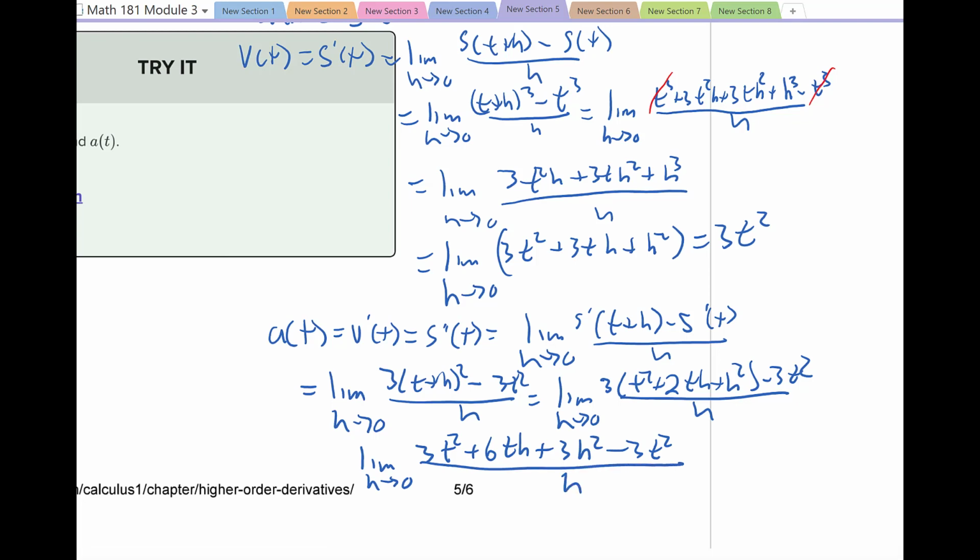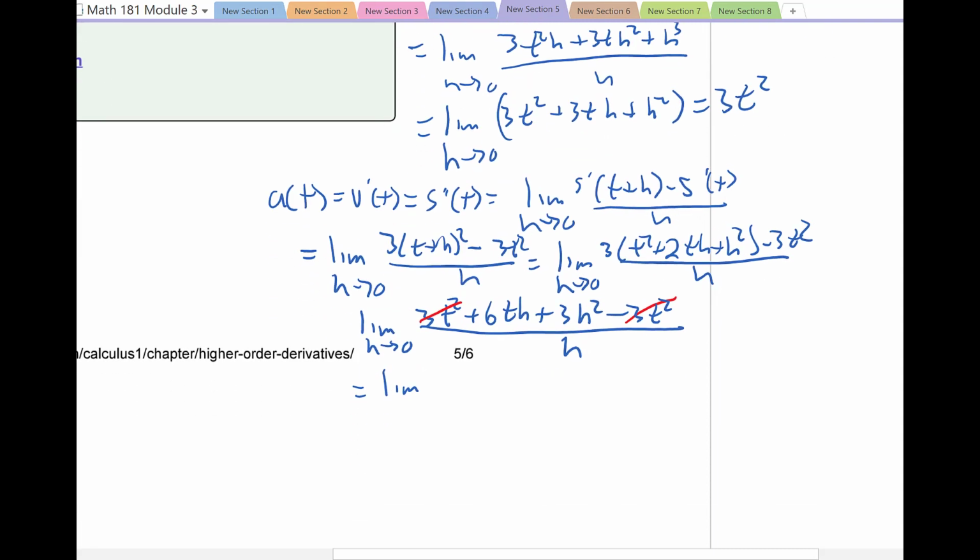Now, the 3t squareds go away. And what do we have left? The limit as h goes to 0 of 6th plus 3h squared over h. The limit as h goes to 0 of 6t plus 3h. As h goes to 0, it's going to be 6t.